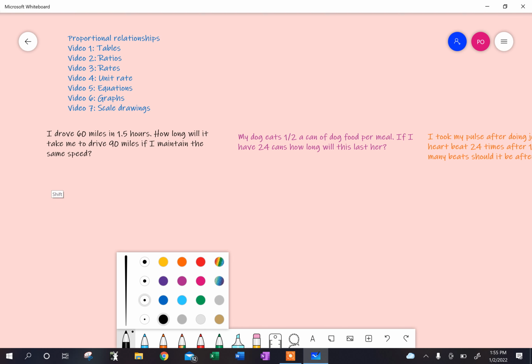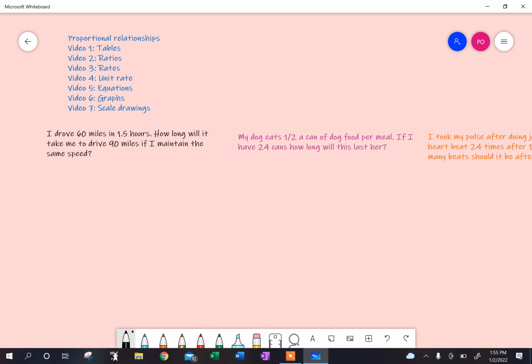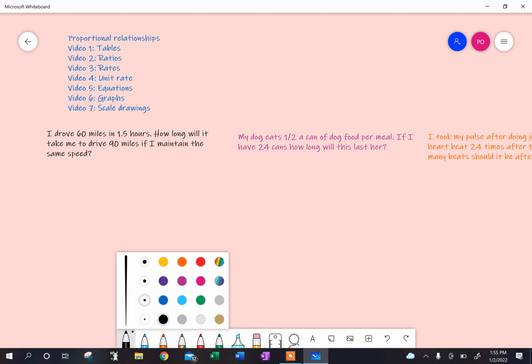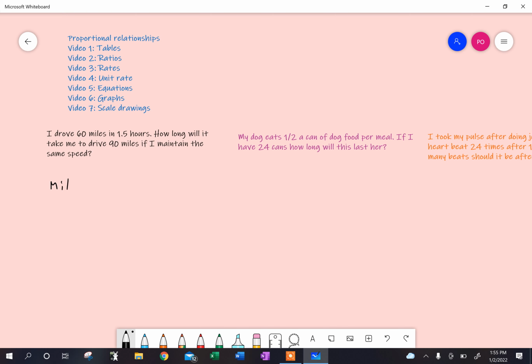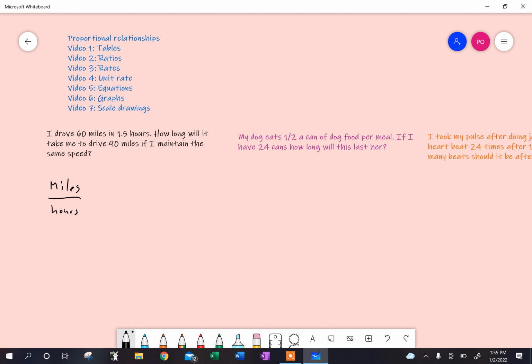So what I'm going to do is this, and this is what I think is really, really important. You should really just make a little table that says miles and then hours. And this labeling here is critical, all right?